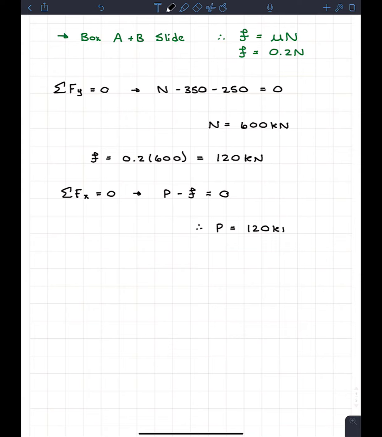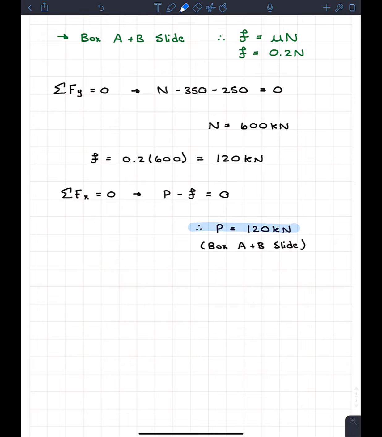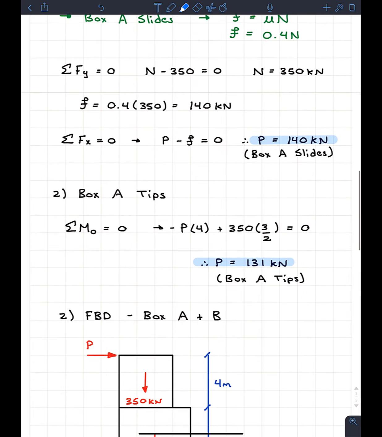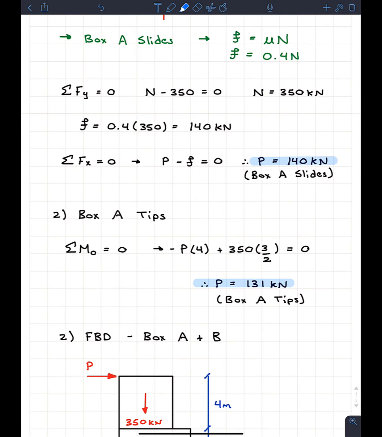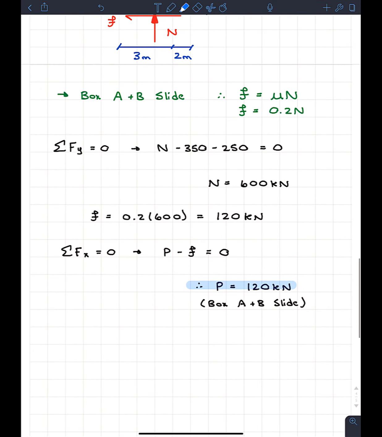So this is the lowest one so far. So right now, this is going to be the case that governs. So this is box A plus B slide. Got to throw that in there. And I'm going to highlight it so we can check it later. So far this is the governing one because it is the smallest out of the 3 cases we examined, because before we got 140, 131, but now we got 120. So this is so far the governing case.